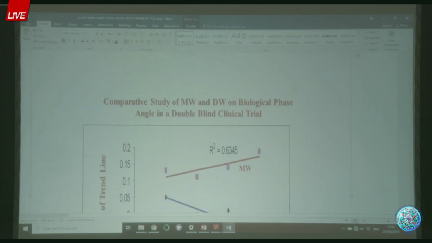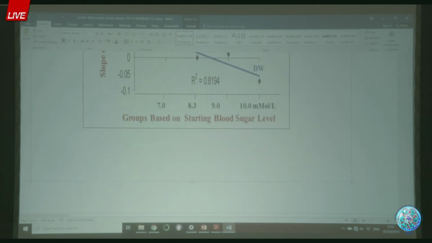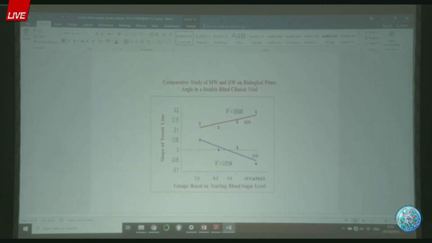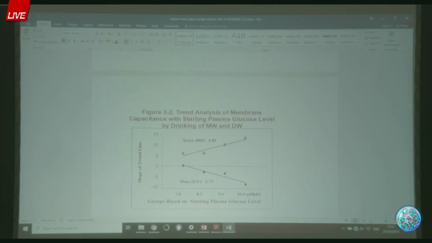I'm sorry with this, it's working, but in China we did a 336 patient study in 5 hospitals and found that by giving them either a structured water or distilled water, they had completely different outcomes. Okay, sorry, let's go to the next one. There we go. As you can see, cell capacitance, if they drank distilled water, their blood sugars got worse and their condition got worse. If they drank a structured water, they actually improved.